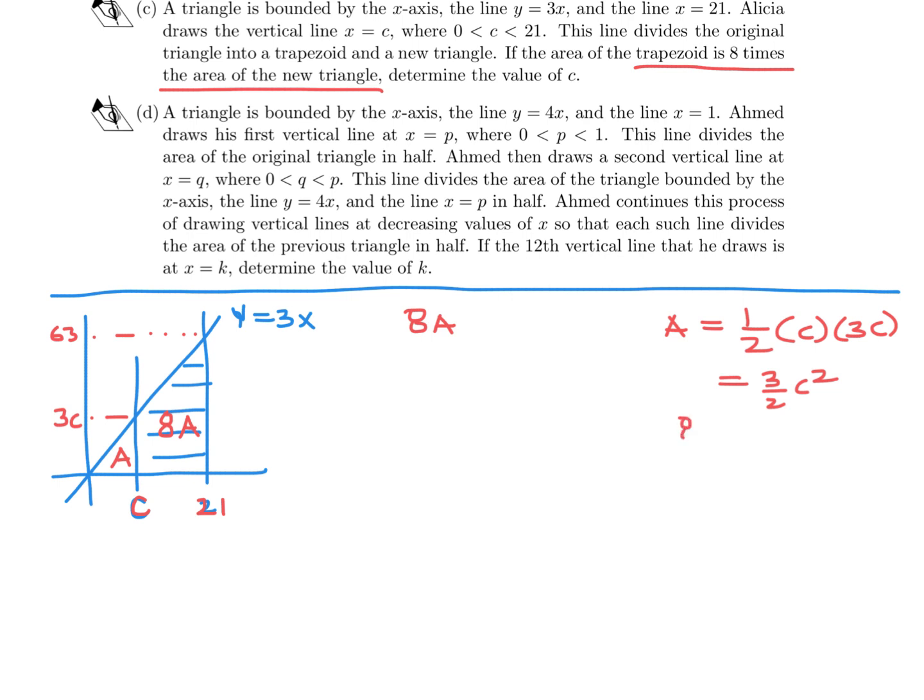And if we were to multiply both sides by 8, this would be 24 over 2 c squared, which I believe is 12c squared. Yeah, I think that should be correct.